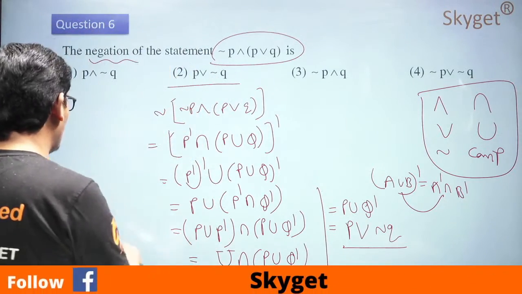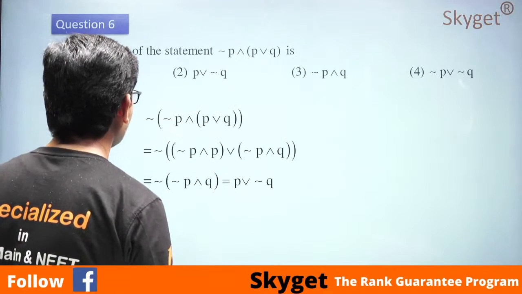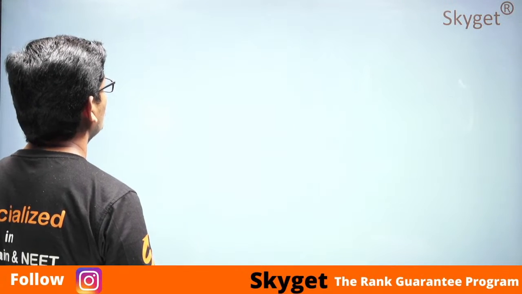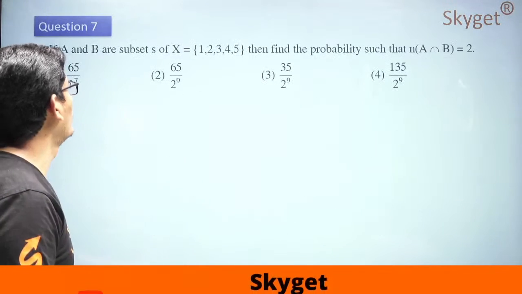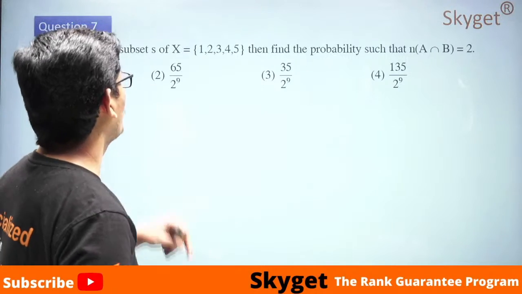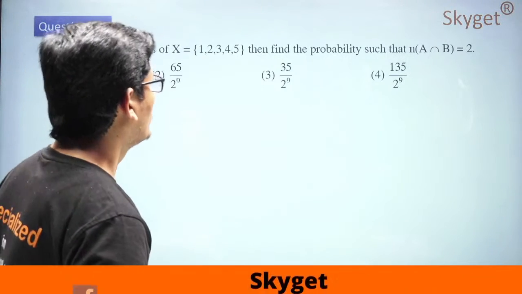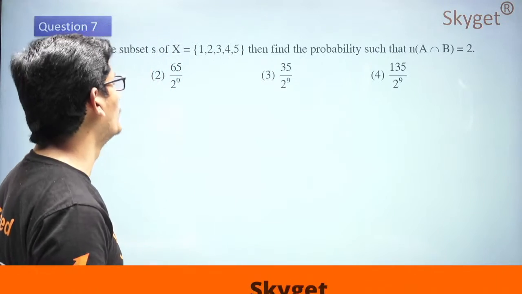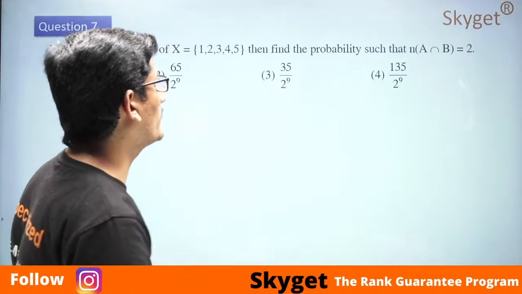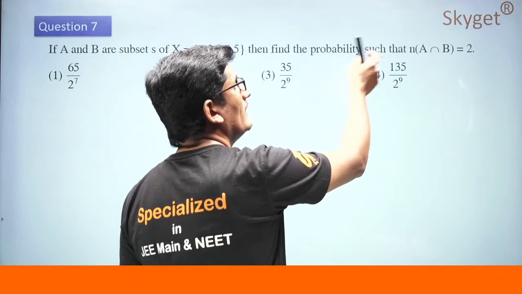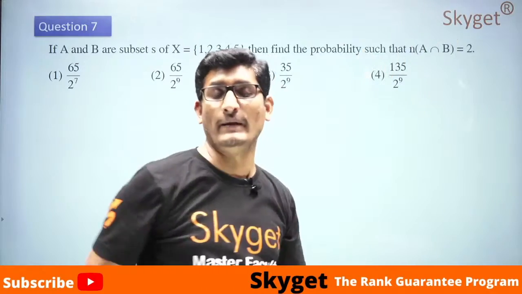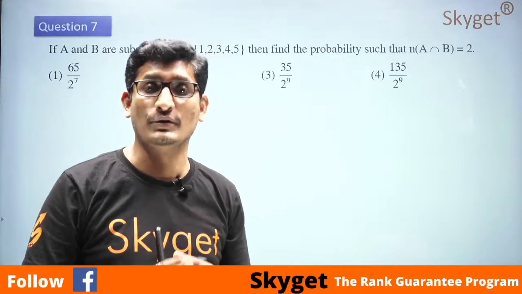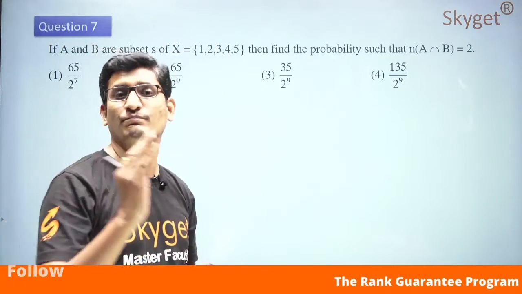Okay. So now see here. See the next one. Now if A and B are subsets of X equal to 1, 2, 3, 4, 5, then find the probability such that N of A intersection B is equal to 2. Okay. So what do we have to find here? Probability we have to find, and the number of elements in A and B are only 2.